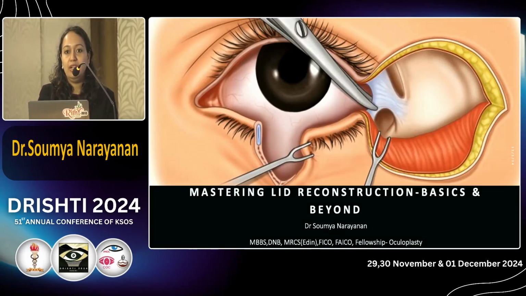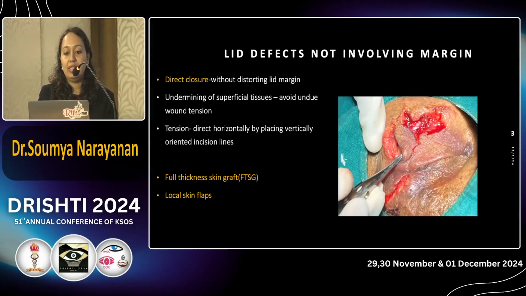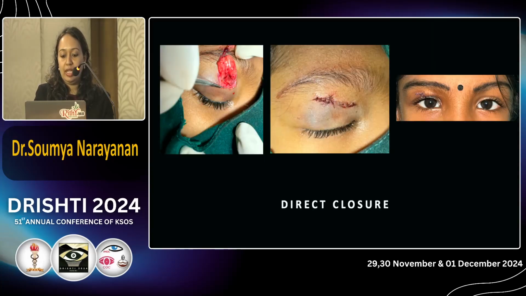Good morning all. I will be talking about lid reconstruction basics and beyond under these headings. So first, lid defects not involving the margin. In this case we can do a direct closure without distorting the lid margin after undermining the superficial tissues to avoid undue wound tension. The tension should be directed horizontally by placing vertically oriented incision lines. If that is not possible, we can go for a full thickness skin graft or local skin flaps. So this is a case of direct closure.